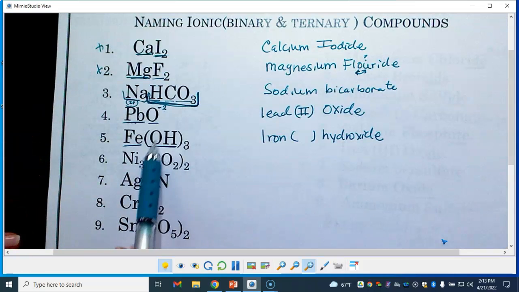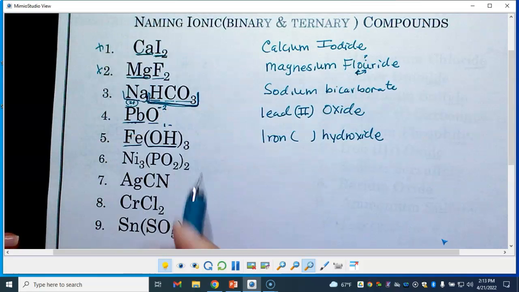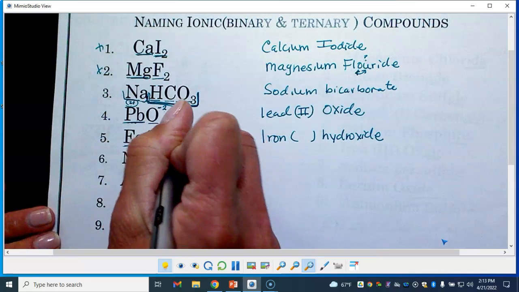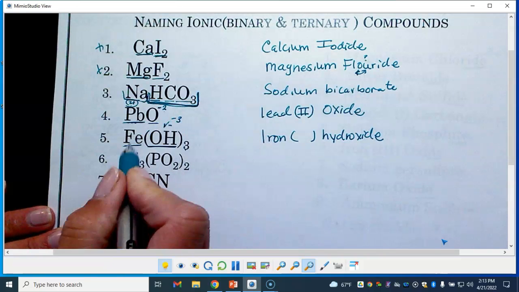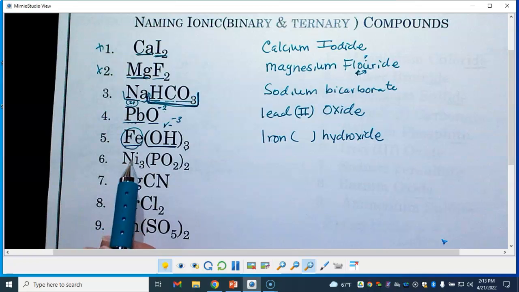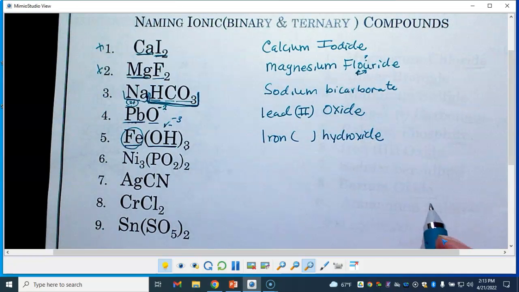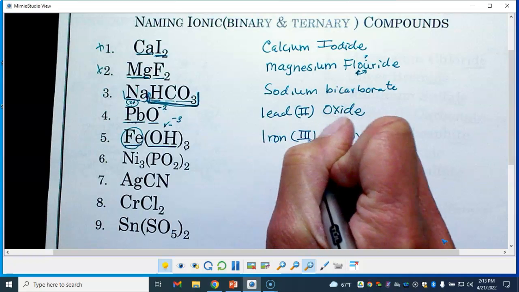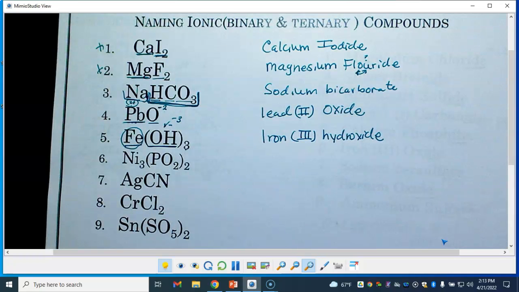Okay? What's hydroxide's oxidation number? -1. But I have 3 of them, right? So all of them together have a -3 charge. So if I only have one iron atom, what does its charge have to be to balance it out? Has to be 3, okay, to balance it out, because all compounds are neutral. So I'm going to put Roman numeral 3 in my parentheses.